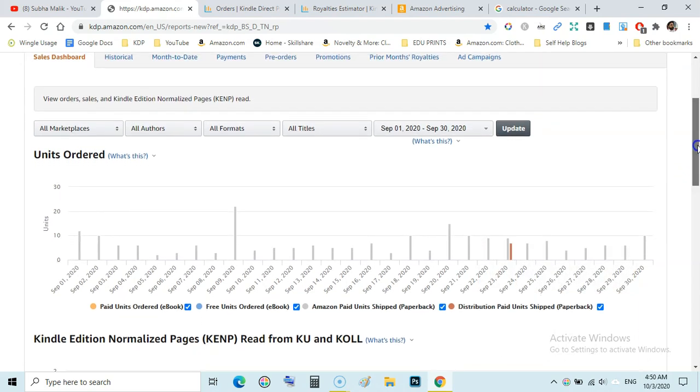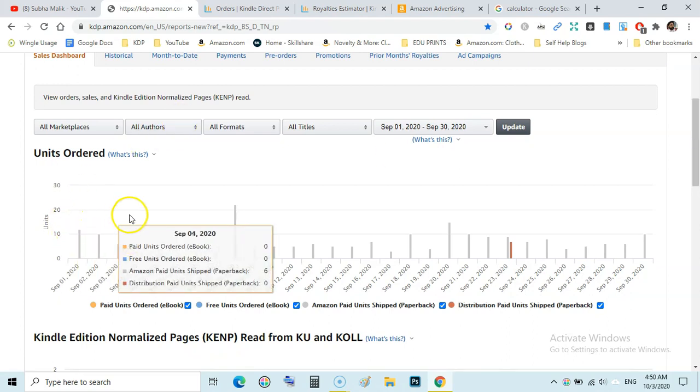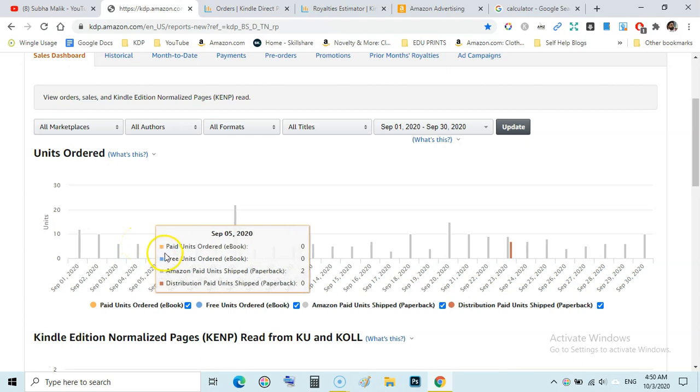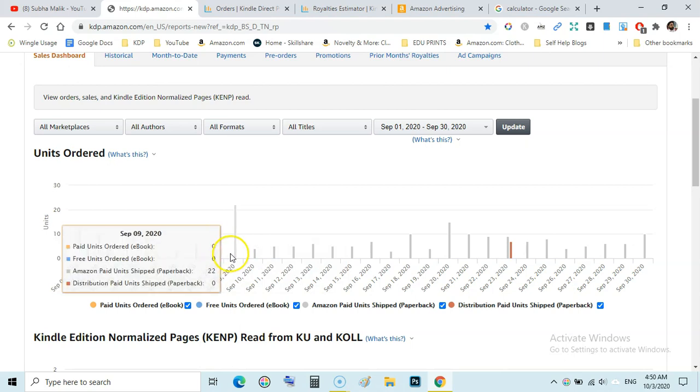September was quite slow as compared to August and July. So you can see here it started with 12 units, then 10, 6 units. Things started to go down slowly. 6 units, 2 units only, 3, 6 units and 3 units, and here was a very good day.